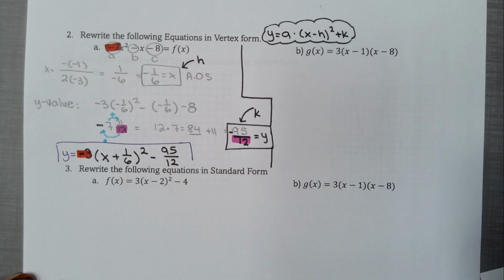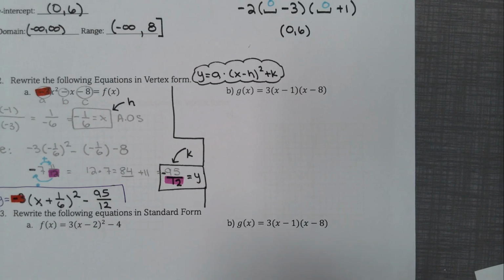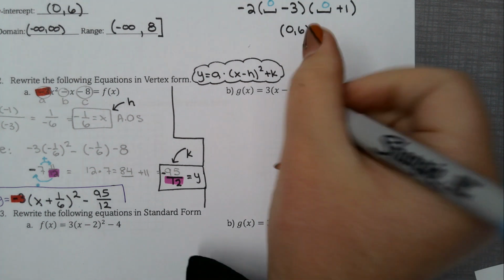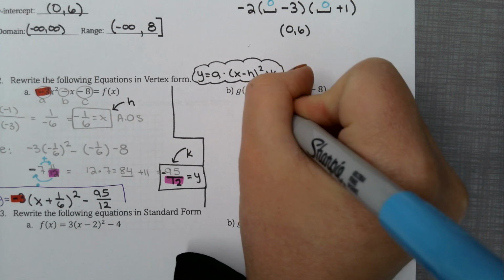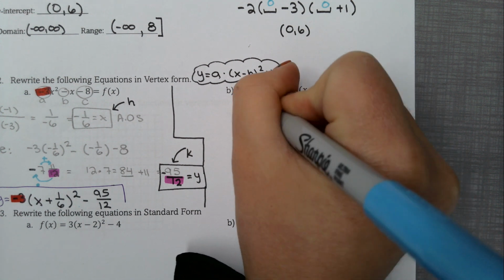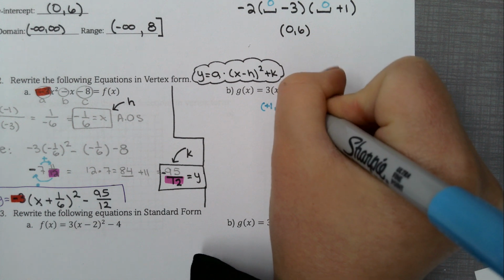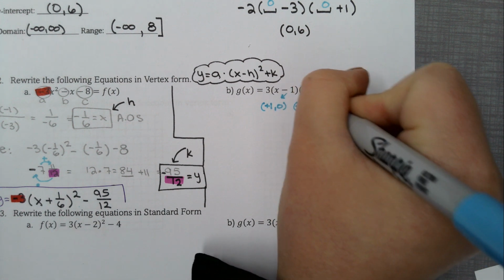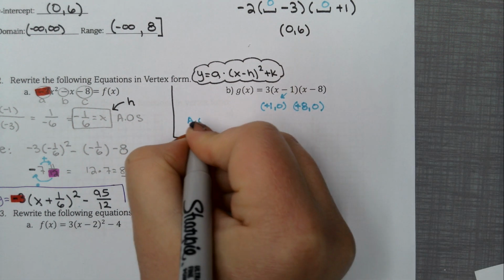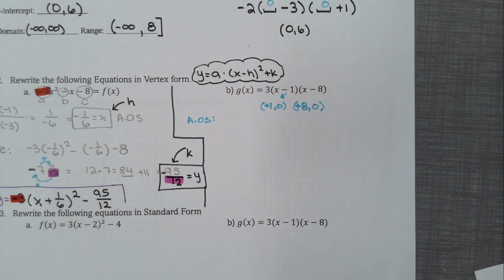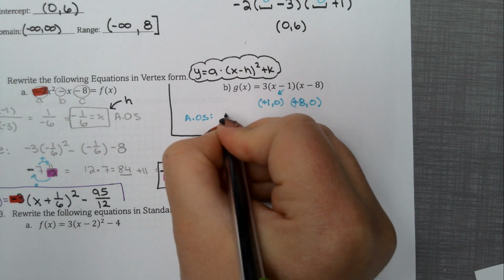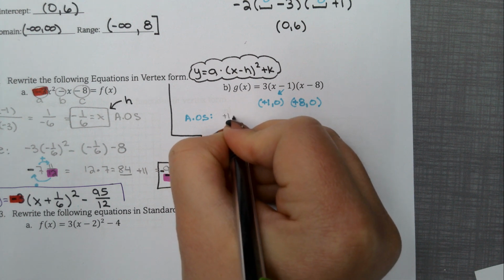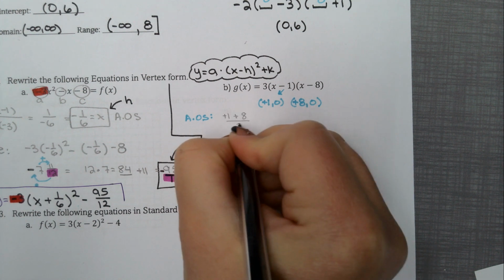Moving on to intercept form. Same thing, just a little bit different because it has its own formulas. We're going to first identify your intercepts. So we got positive 1, comma 0, and positive 8, comma 0. We're going to find out what our axis of symmetry is by doing our own equation here, which is taking those two numbers, adding them, and dividing by 2. So we're going to have positive 1 plus 8 divided by 2, which gives us 9/2.